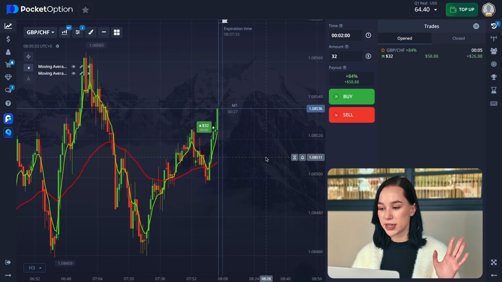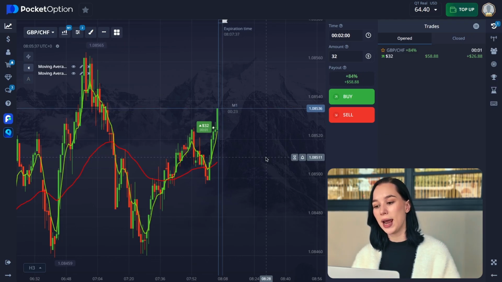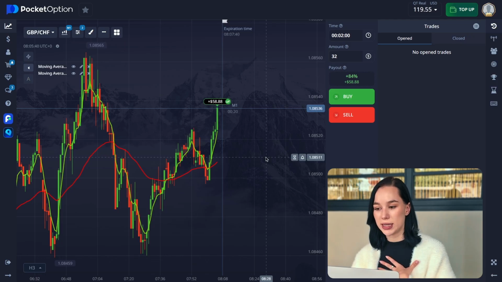So guys, now it's 5 seconds to the end of the trade. 4, 3, 2, 1, and we closed this trade in the plus.